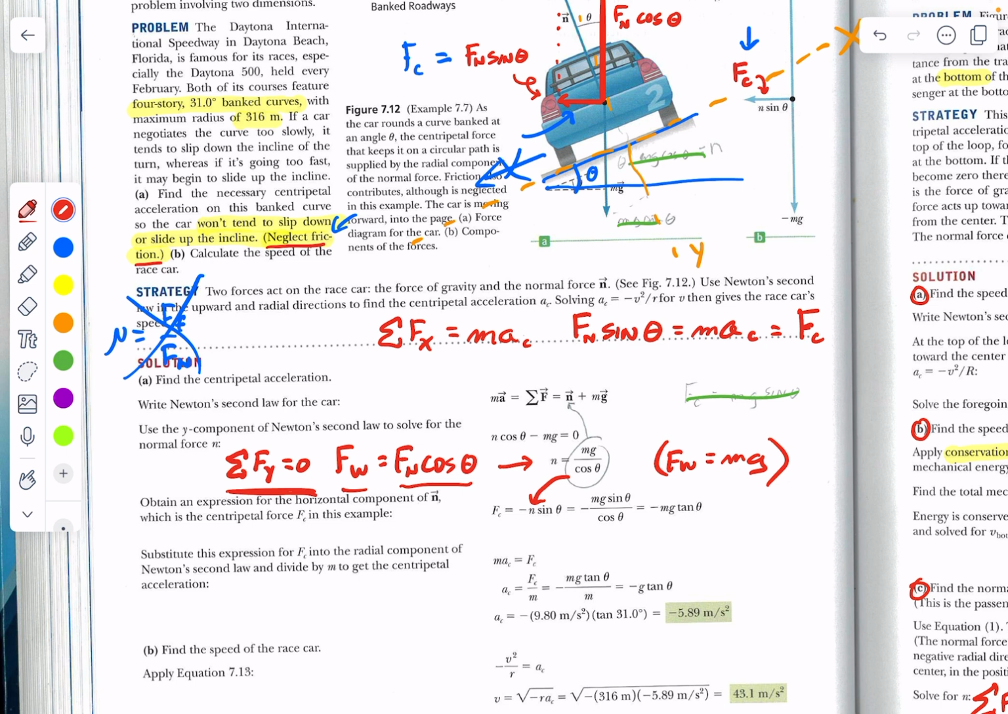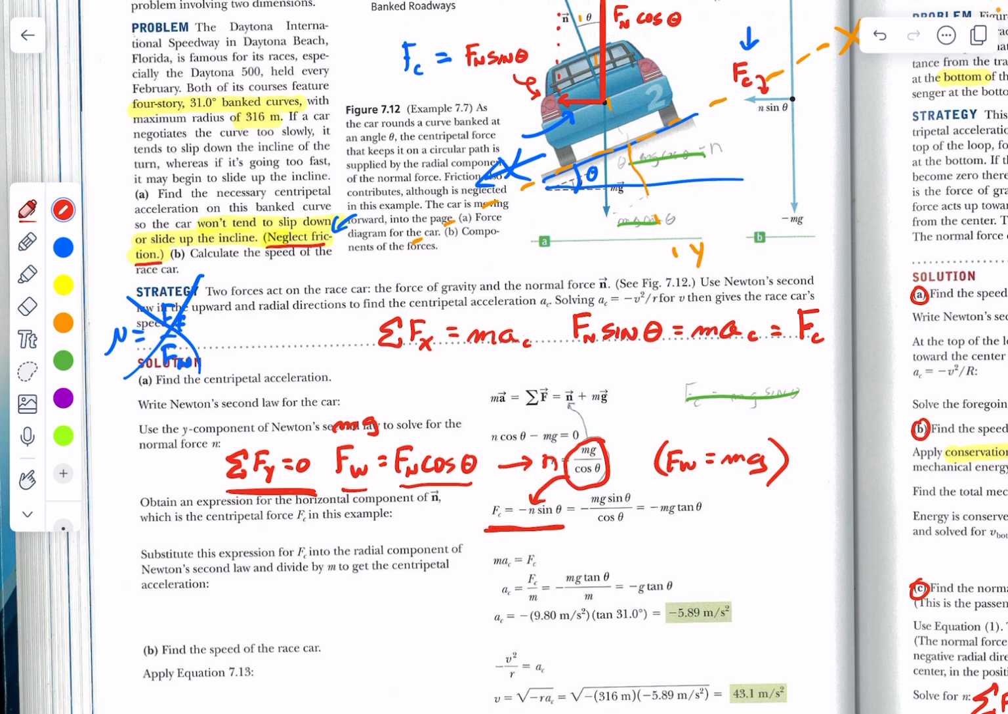So when we put these two equations together, my n cosine theta and my weight, we solve this equation for n. Fw, of course, is mg, and they use the lowercase n. When we solve this equation for n, we get this thing in the circle. And then we're going to plug this thing in the circle down here, because this is the unbalanced force.